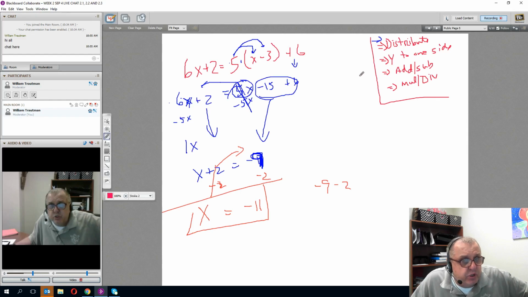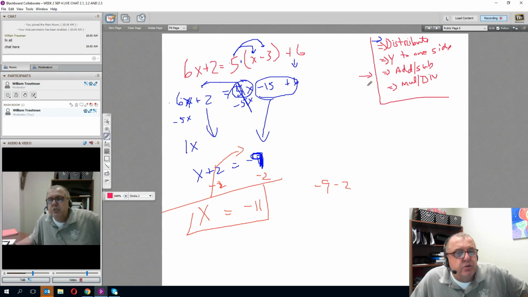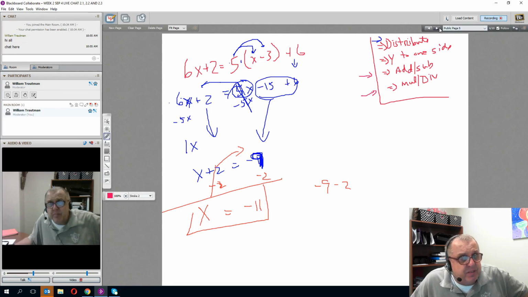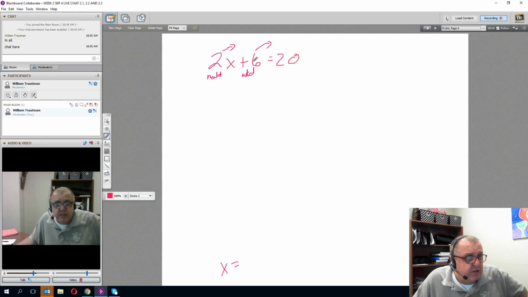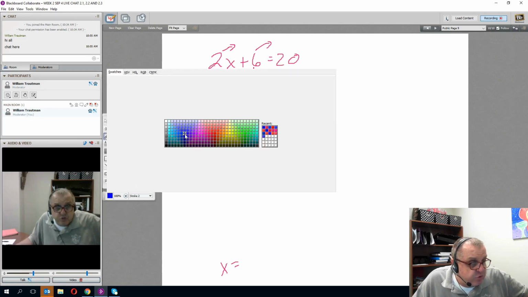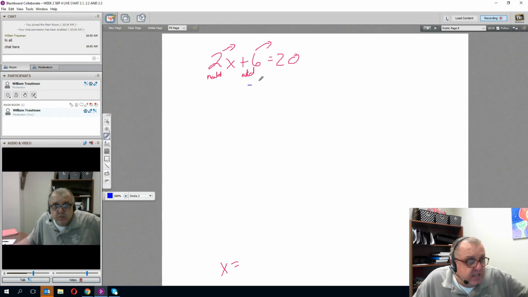Here's the rules. Look really close. You take the adding and subtracting to the other side before anything that's being multiplied and divided. It's opposite of the order of operations. So I'm going to take the adding to the other side first. This add 6, the opposite of adding 6 is subtracting 6. So that's what I do. I take the 6 before the 2.